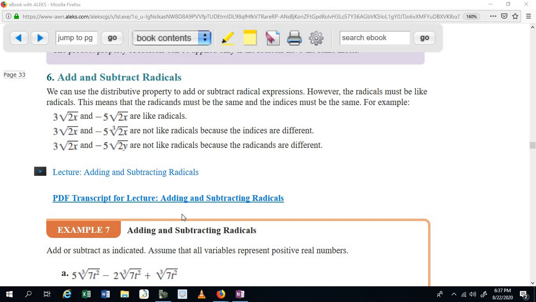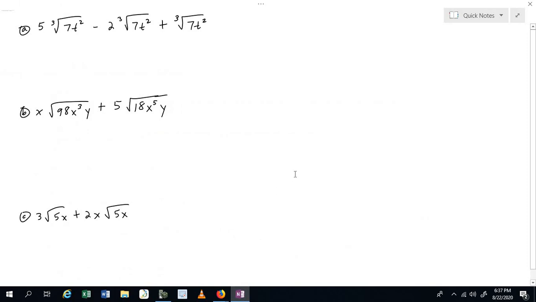Hello again. In this video, I'm going to go over section R3, objective 6, which is about adding and subtracting radicals. I just want to look at a couple of examples to show you how we do this.